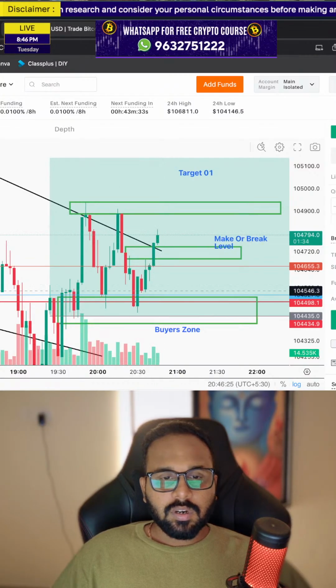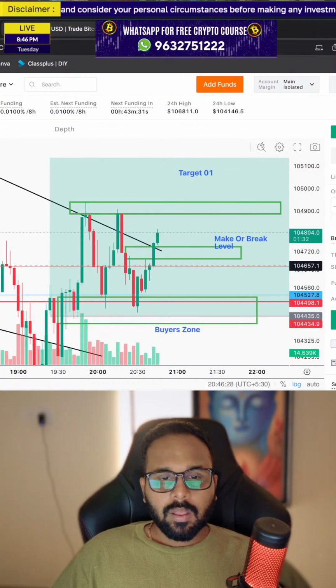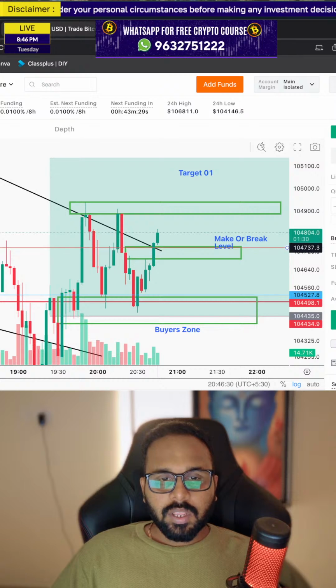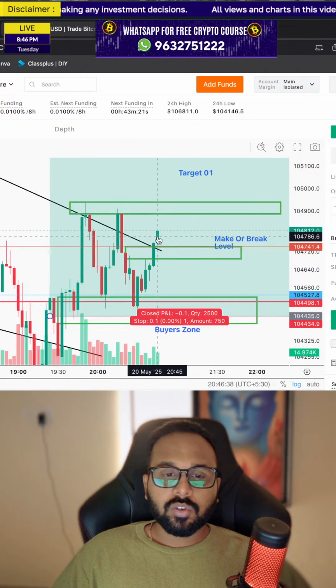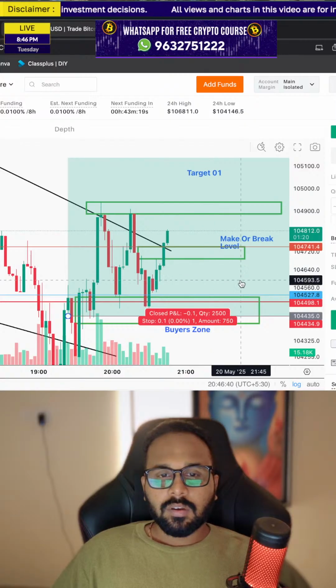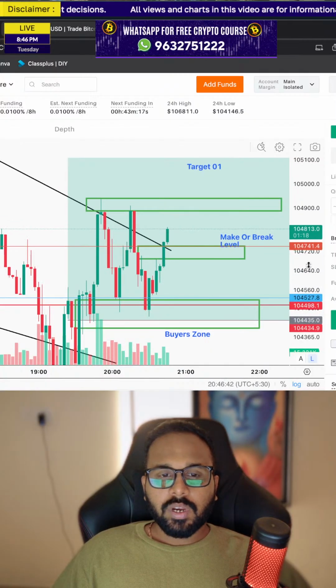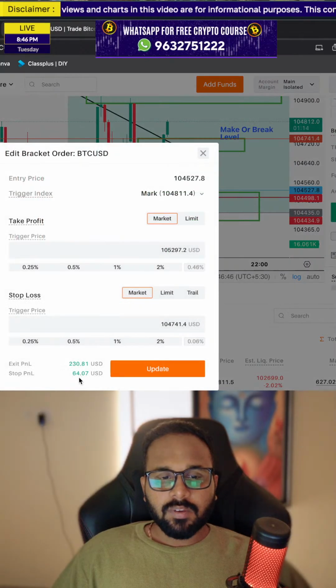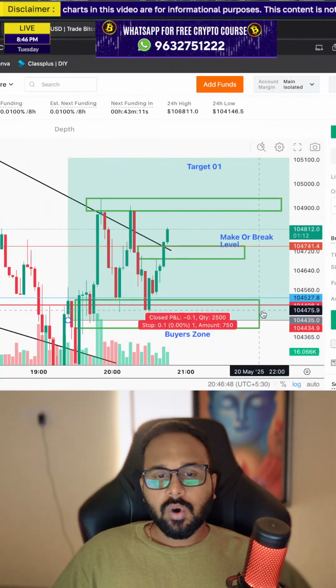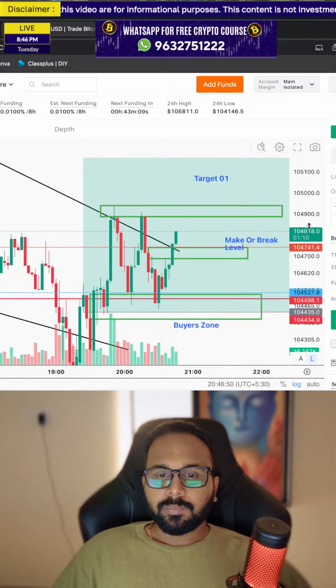Zone also little tricky zone itself. What we will do is we'll take our stop loss and put it above this candle. Okay. Market is staying above make or break level. We'll take our stop loss to make or break level. From here, no need to trail. So in this case, what will happen? We'll make around $64 or $230.